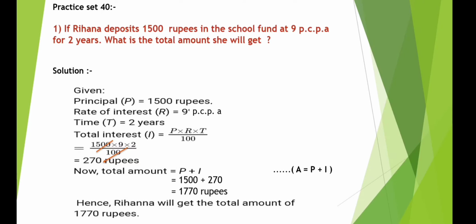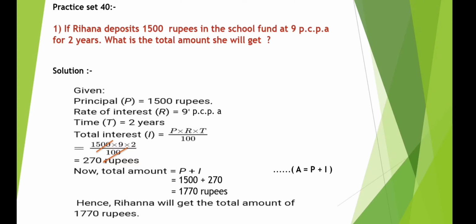So we get 15 multiplied by 9 multiplied by 2. The answer what we get is 270 rupees. This is the interest what we got. Now further we have to find the total amount. According to our formula, amount is equal to principal plus interest. Now we are going to substitute the values of principal and interest.